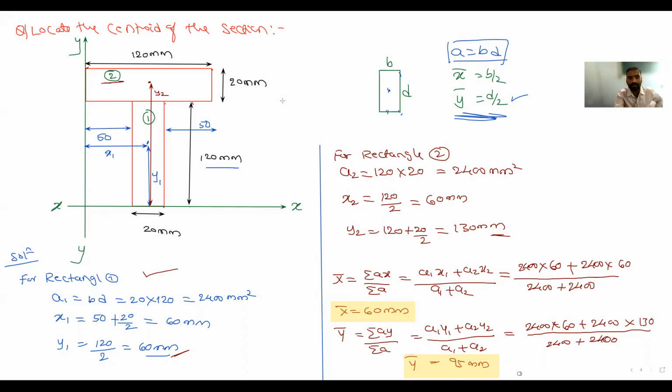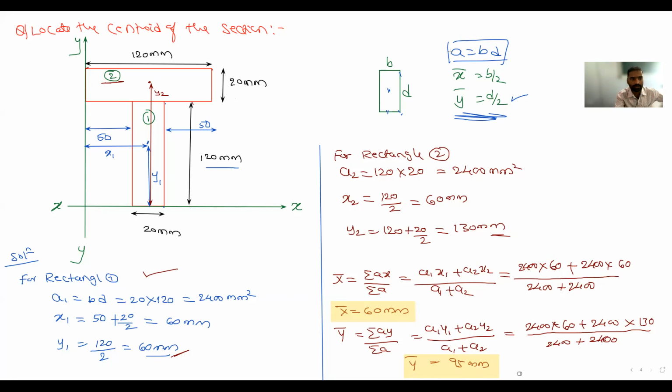At that time, with respect to the total, how much is it? Look, total 120 plus 20, that is 140. Subtract 95 from 140, and you get 45. You will get y bar as 45, but that 45 is with respect to the topmost line. Okay, so next you have to locate these 2 points.